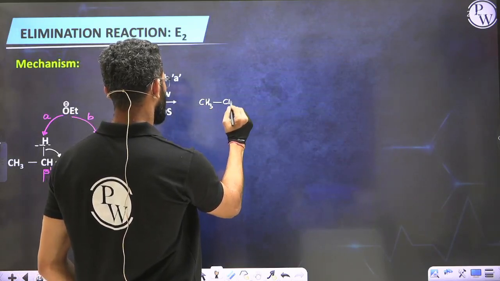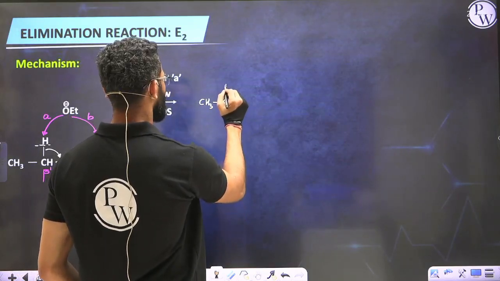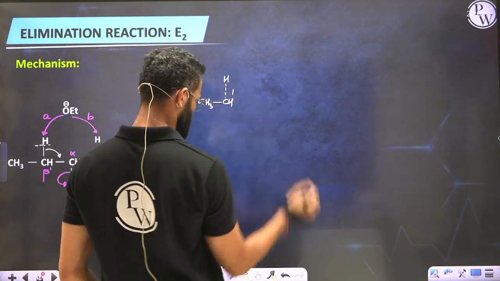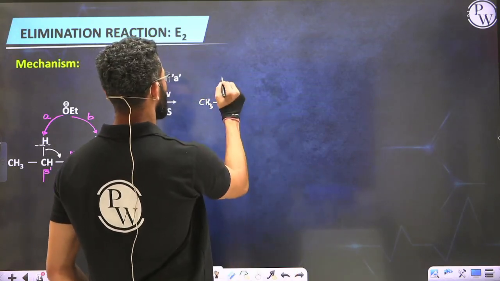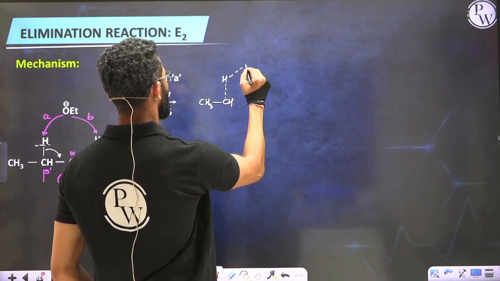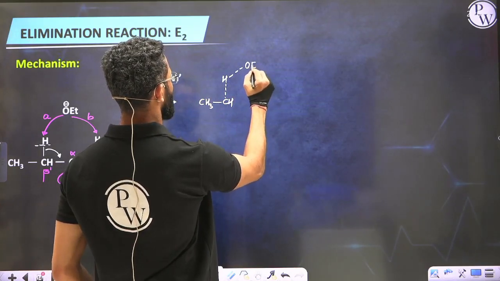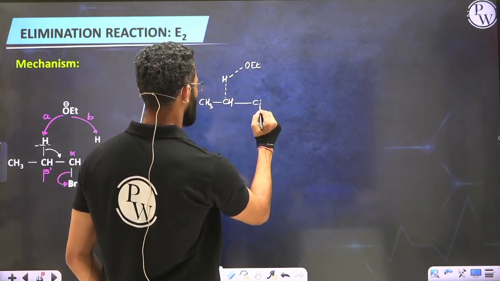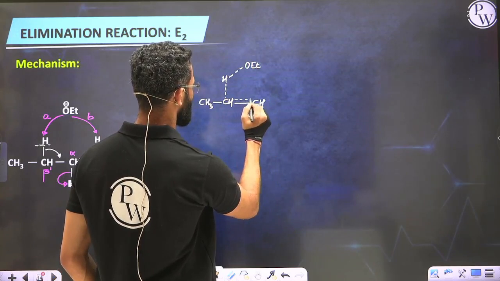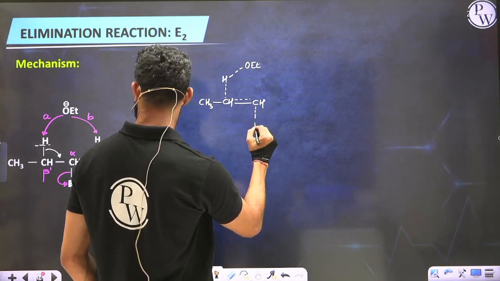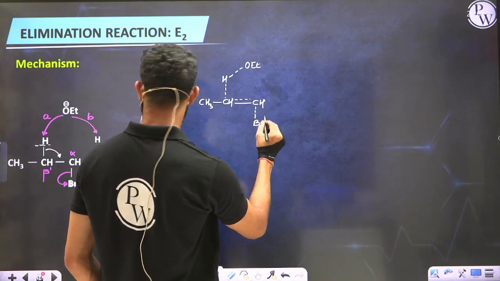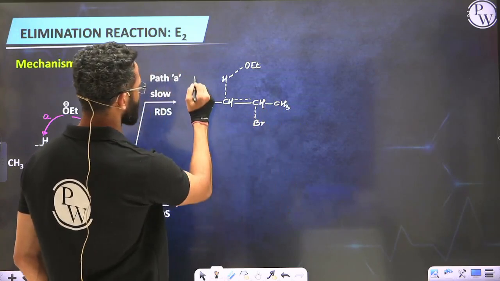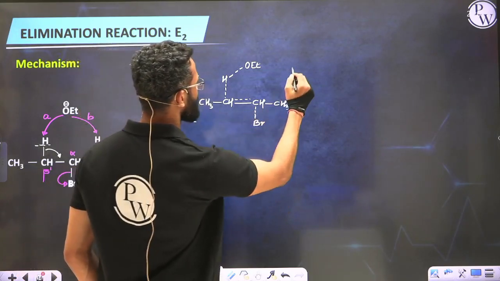CH3, CH, H, new bond formation, single bond CH, new pi bond formation, Br, and here CH3. So this is the transition state 1.